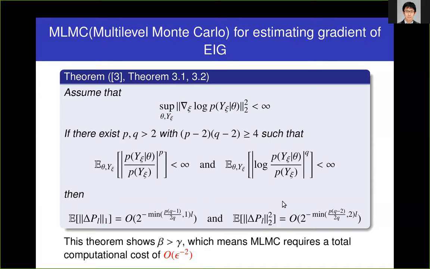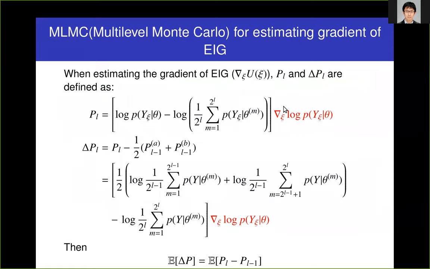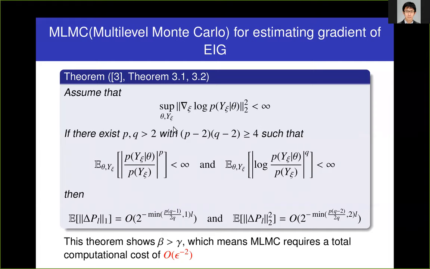The differences are, first, since the definition of delta P has a factor nabla log P of Y given theta, we add the first assumption, that the supremum of the square norm is finite. And since delta P is a vector, we show the convergence rate about the expectation of norms instead of the expectation and variance of the scalar.